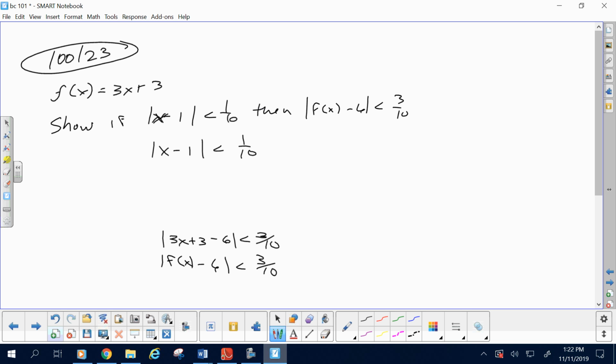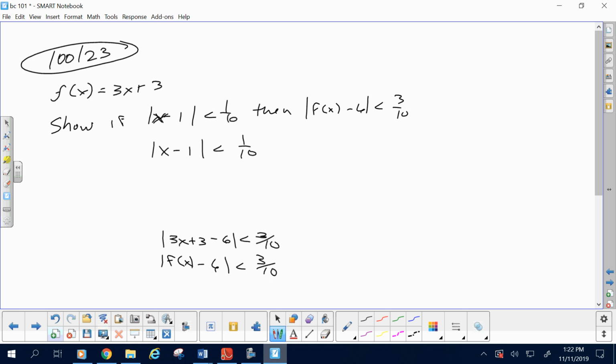You should really only be working one side, but sometimes when you get stuck, it helps a little to peek at the other side and see where you're trying to get to. That's kind of what I did here. But let's now talk about how I would change |x minus 1| less than 1/10 and get it there. What should I do? Look at the x. I want to do what?